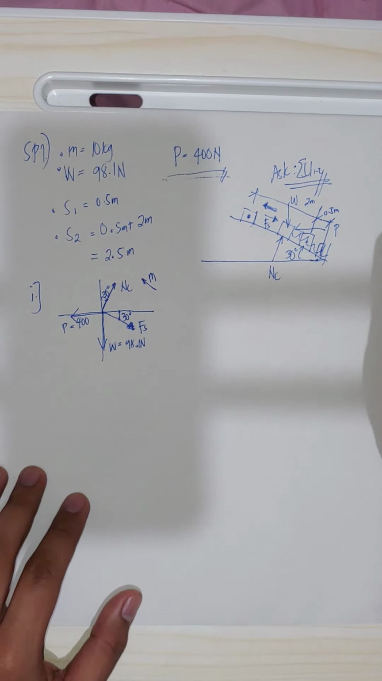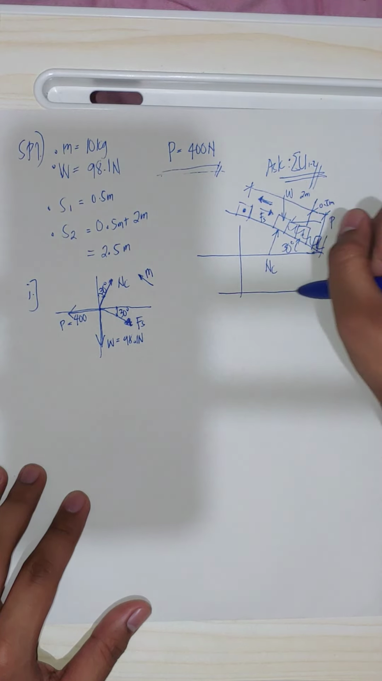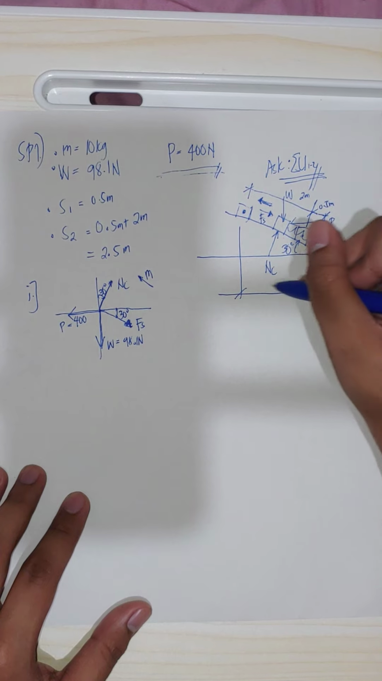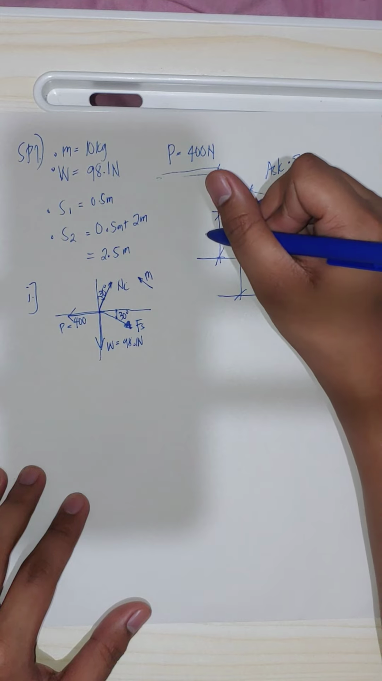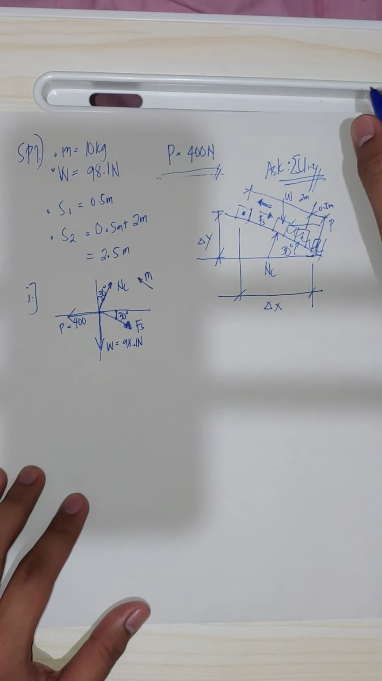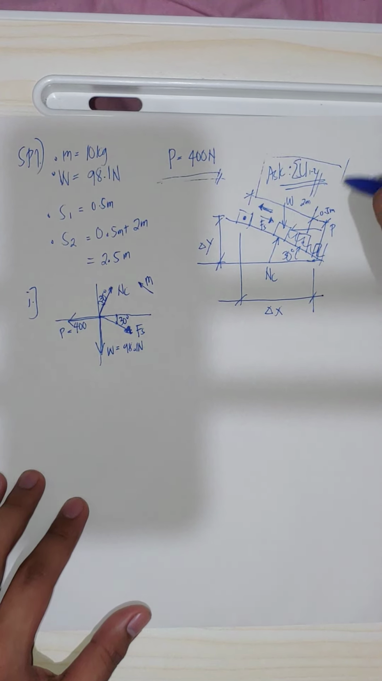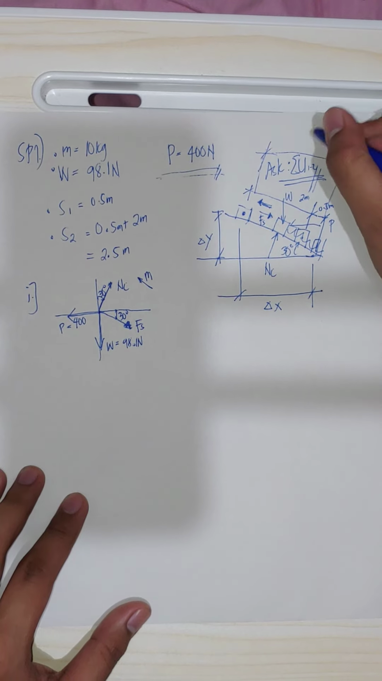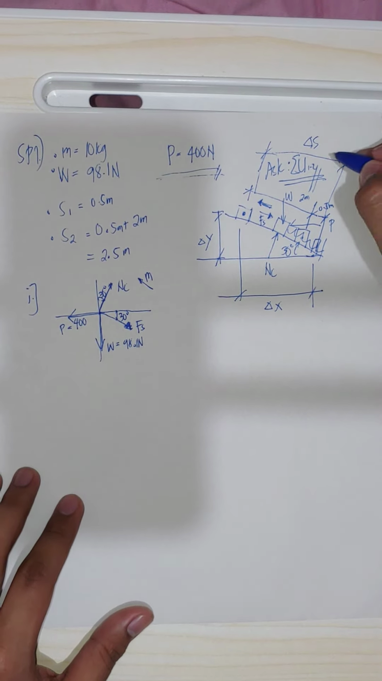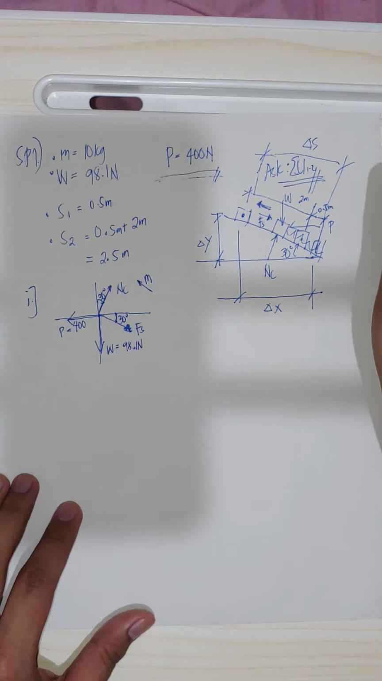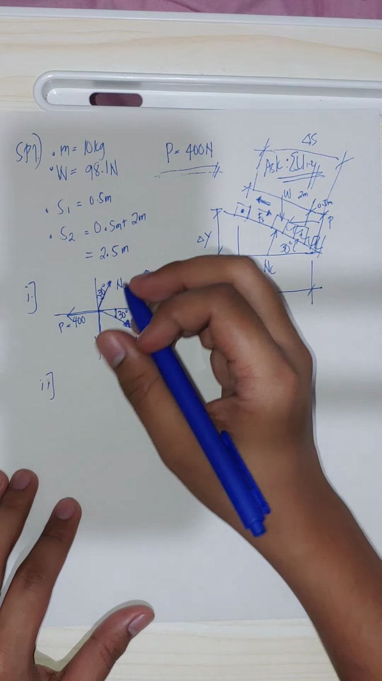Okay. So we will solve it one by one. So we have a horizontal component. So we have a delta x. We also have delta y. Actually, we can also use delta s here. So what we will do is like this. First, we will solve them one by one.